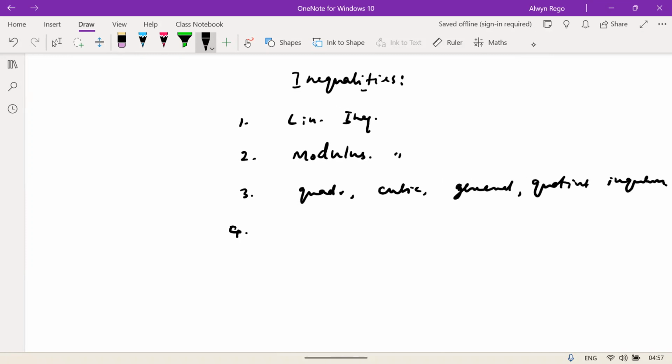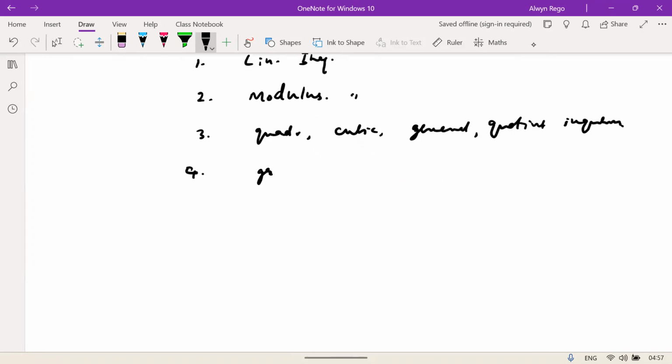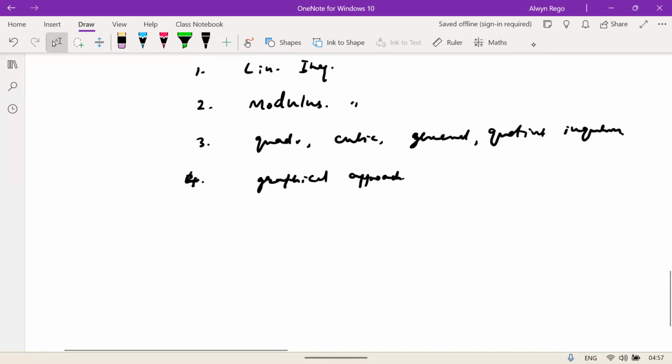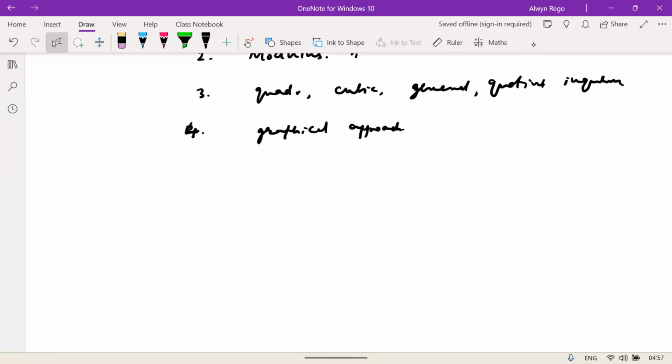Then we go in for graphical approach. Graphically, how do we solve the inequality? And as we are solving this problem, we will take up the word problems, also practical problems involving inequalities. To begin with the first part, that's linear inequalities.